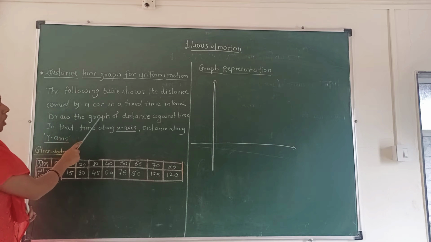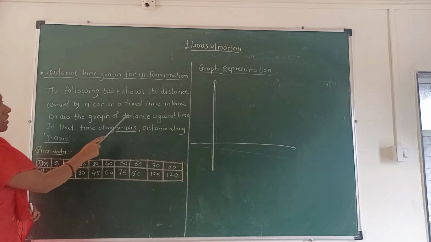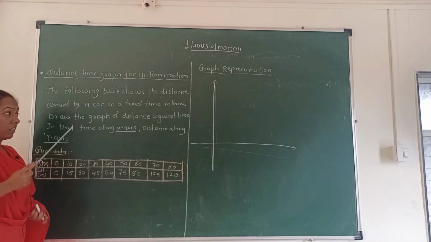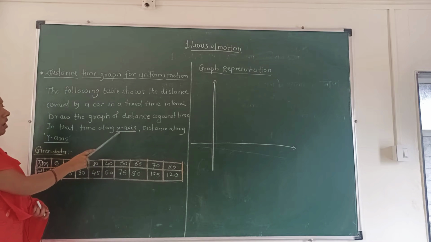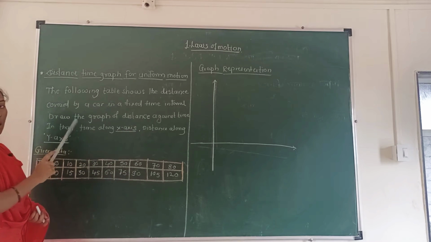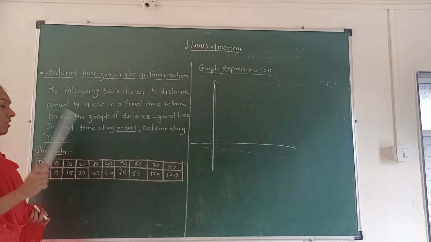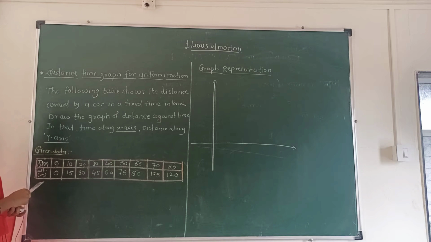Then draw the graph of distance against time. What do we want to draw? Distance against time. In that, time is along the x-axis and distance along the y-axis. I will show you how to draw a graph. Before that, first of all, we will see the given data.